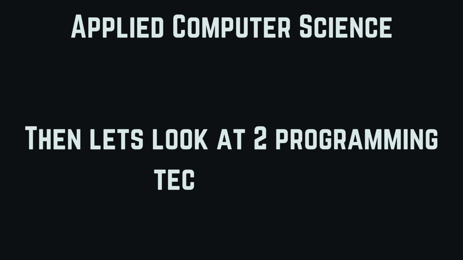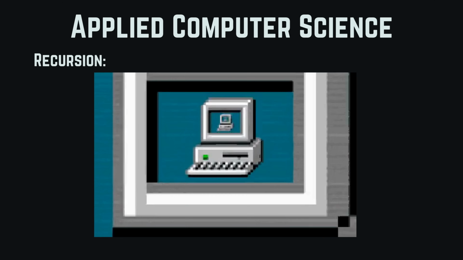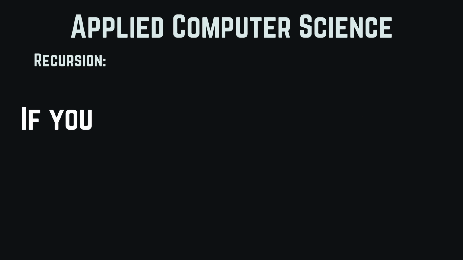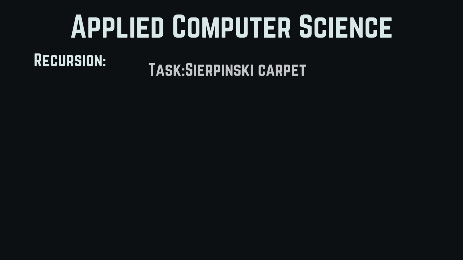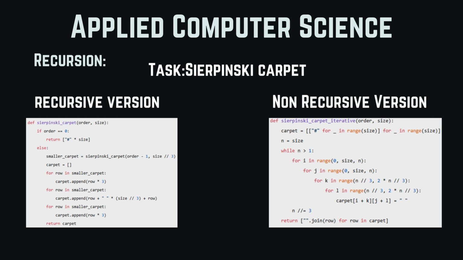Then let's look at two programming techniques. Let's start with recursion. Recursion is basically a function calling itself, but you need to put a condition where the function stops calling itself. If you don't do that, your code will crash. If your code could crash because of recursion, what's the point of doing it? Well, sometimes recursion can help us to write only a couple lines of code to solve a very hard problem. And if you wouldn't use it, your code will be way longer and way more complicated.